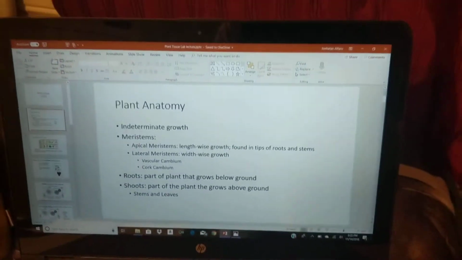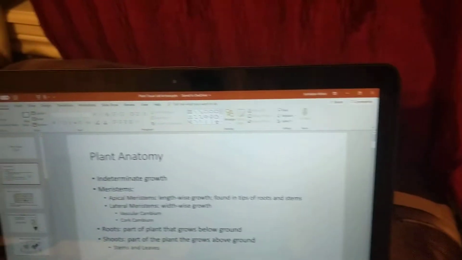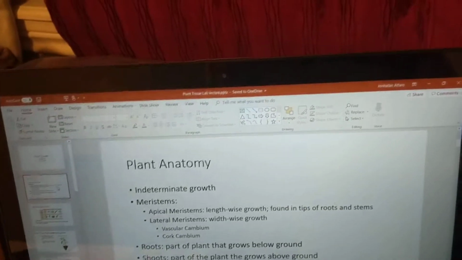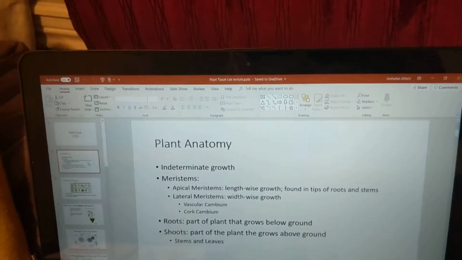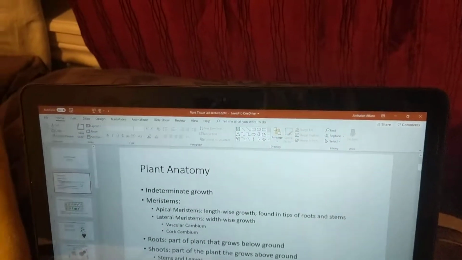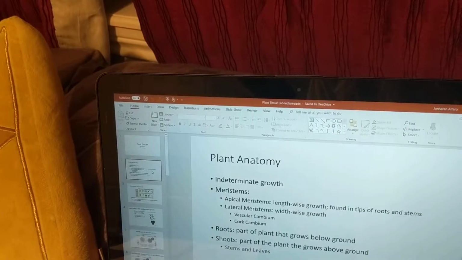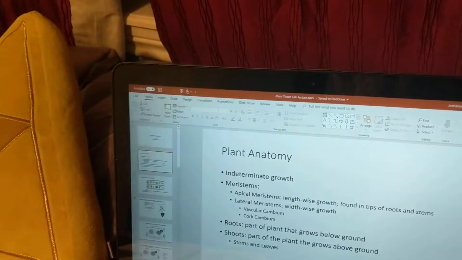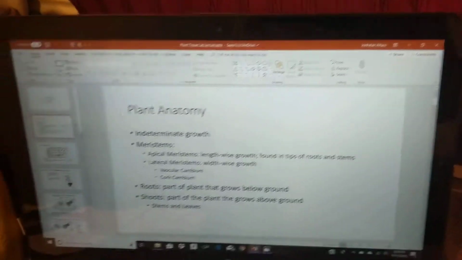Now, one thing you need to know is where this indeterminate growth is coming from: these meristems. Think of them like stem cells for animals. These are undifferentiated cells, which means they're not specialized. They're just blank cells ready to be anything, ready to be a root, a branch, a leaf, anything. Meristems are like stem cells for animals.